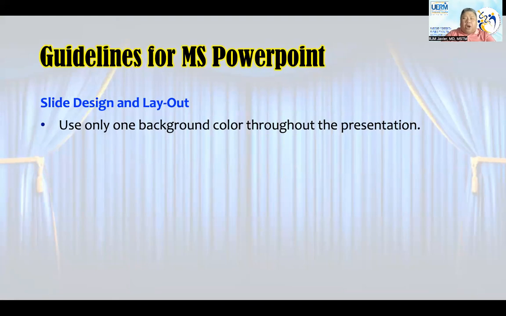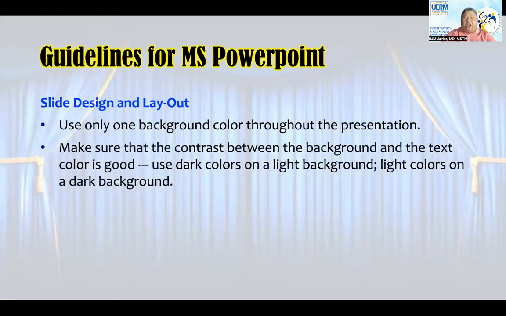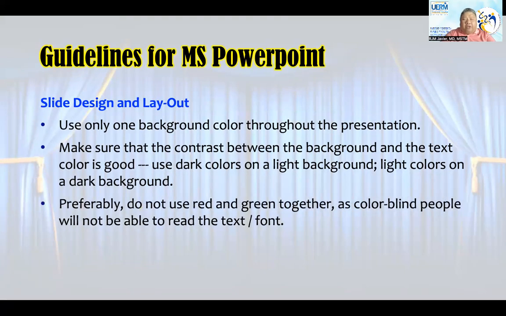Use only one background color throughout the presentation. Make sure that the contrast between the background and the text color is good. Again, use dark colors on a light background or use light colors on a dark background. Preferably do not use red and green together. As I've said, colorblind people will not be able to read the text or the font. As a red-green colorblind person, I would really appreciate that you use fonts that are contrasting, but not too much, so that it is still appealing and pleasant to the eyes.